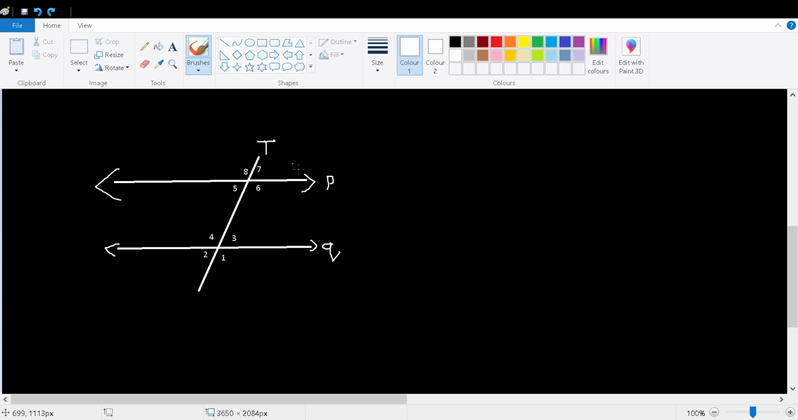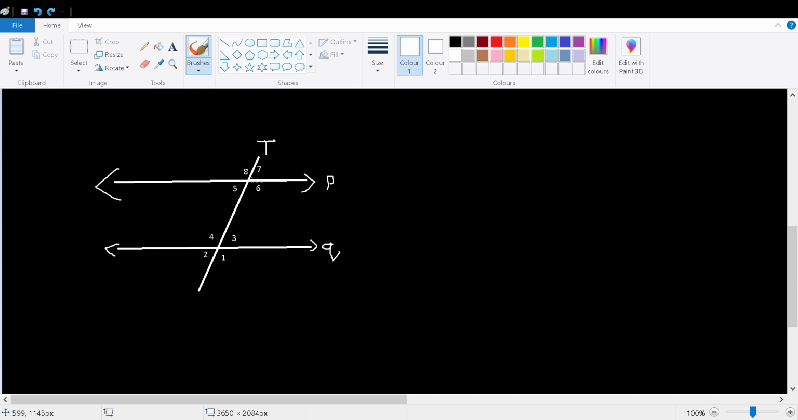Same side interior angles. Same side interior angles lie on the same side of the transversal. So again, they lie on the same side, suppose 7, 6, 3, 1. And between the intersected lines. When we talk about between, we're talking about this place. This place.